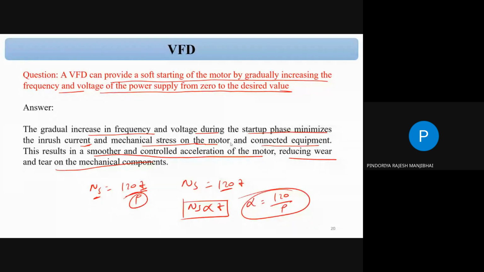Okay. So we can say that the speed, that is the synchronous speed, is directly proportional to frequency. In the case of the VFD, suppose you want to increase the frequency, then we also have to vary the voltage, because we have to maintain the constant V by F ratio. Suppose you increase the frequency by 10%, then we also have to increase the voltage by 10%. Correct? But yes, I did not find a mathematical explanation anywhere.